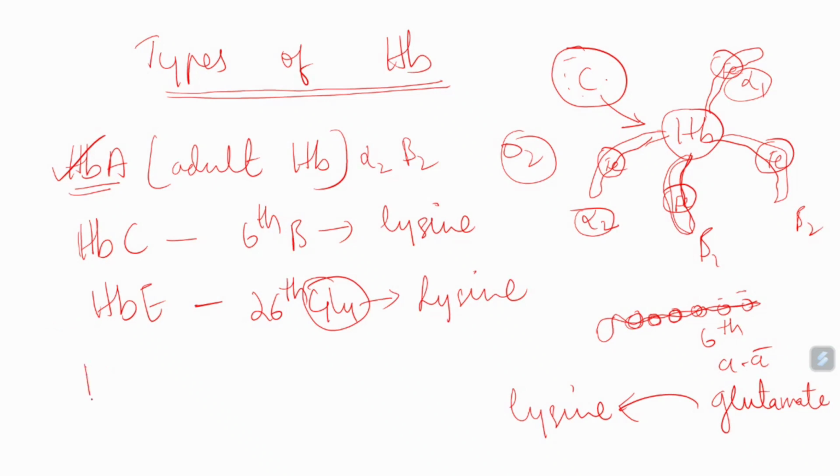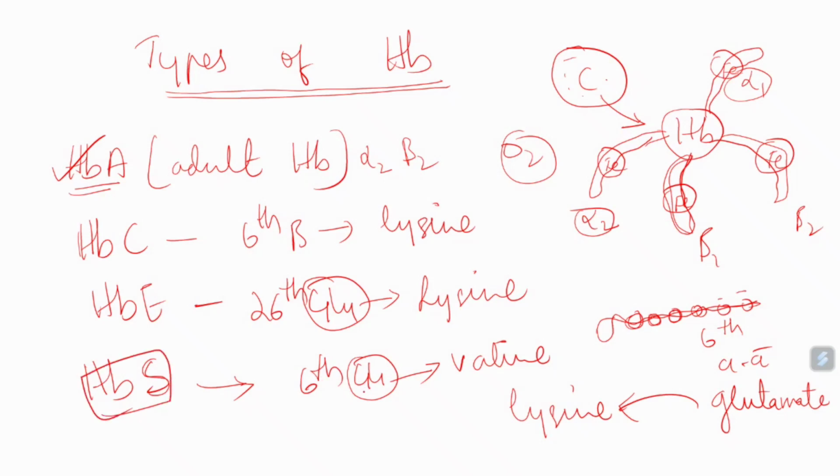And there is one more hemoglobin which is called hemoglobin S, also called sickle cell hemoglobin. Hemoglobin S is that hemoglobin where the sixth amino acid of the beta chain, which is glutamate, is replaced by valine. See, in hemoglobin we have two beta chains, beta 1 and beta 2.